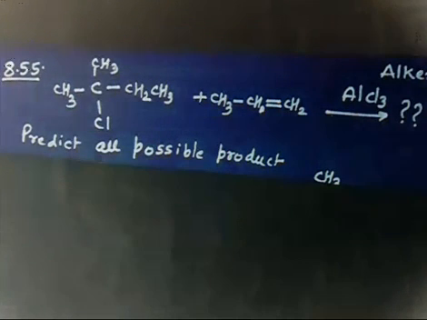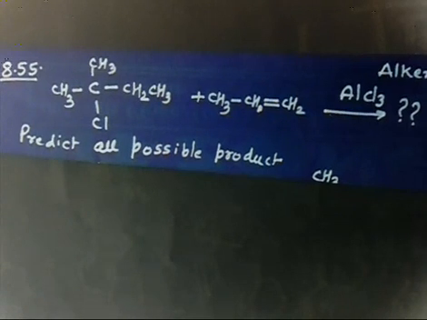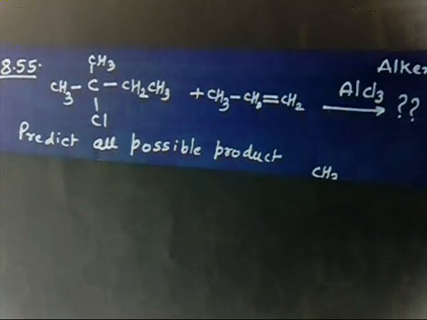Do you remember the Friedel-Crafts alkylation reaction? In the Friedel-Crafts alkylation reaction, what does AlCl3 do? AlCl3 basically generates a carbocation. In the same way, you generate a carbocation here, and then the alkene. What can the alkene do? Alkene can act as a nucleophile. So take the alkene as a nucleophile, attack, and you will get a carbocation.